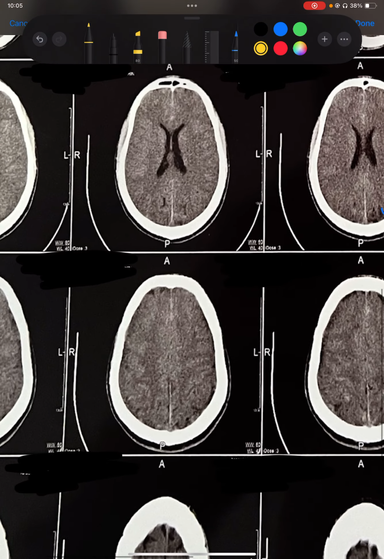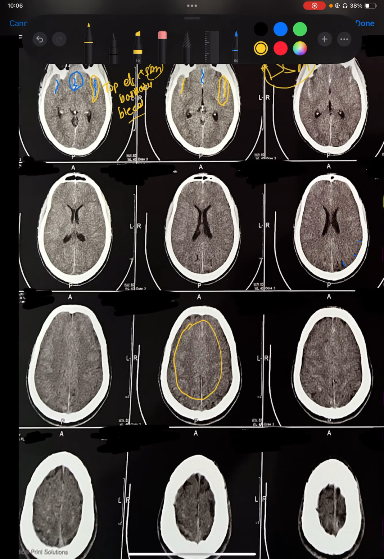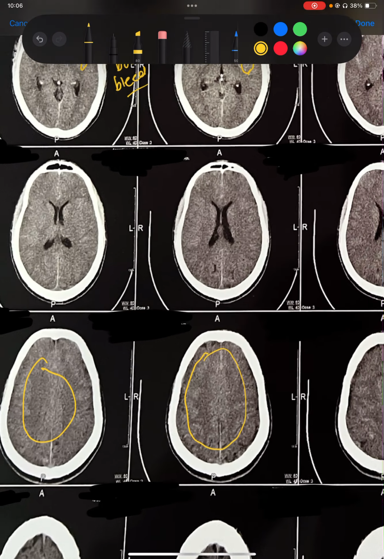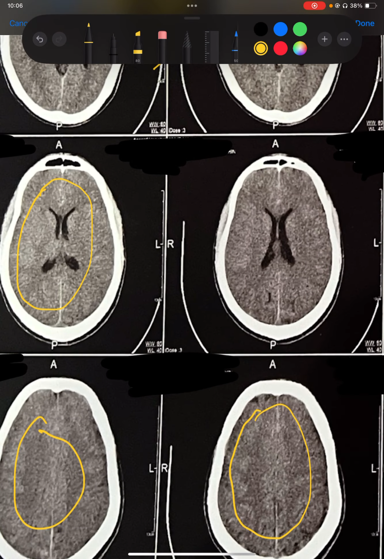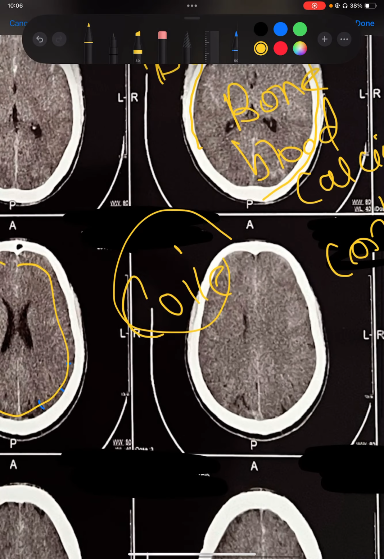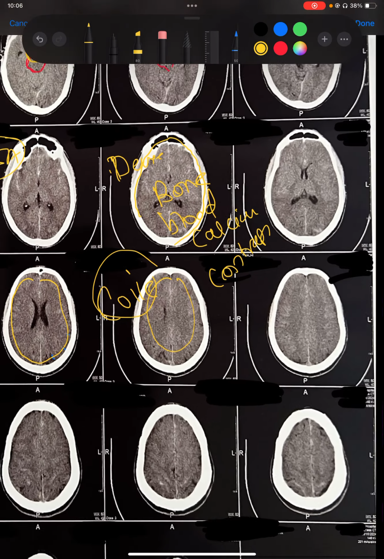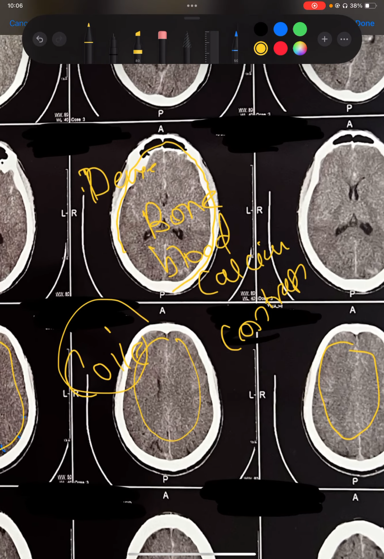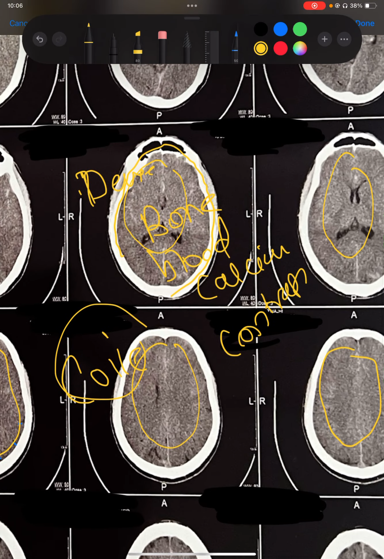If you look here, we don't see any bleed. Here we don't see any bleed.